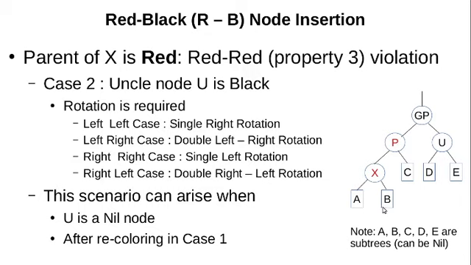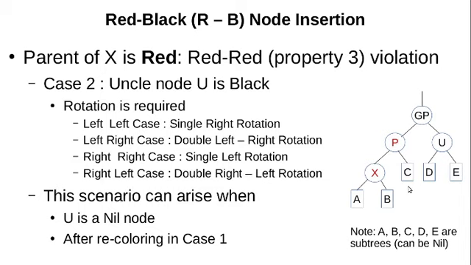A and B are subtrees of X. A and B are both nil if X is the newly inserted node. A and B would be non-empty if we applied case 1 earlier and considering GP of previous subtree as X as discussed in the previous slide.